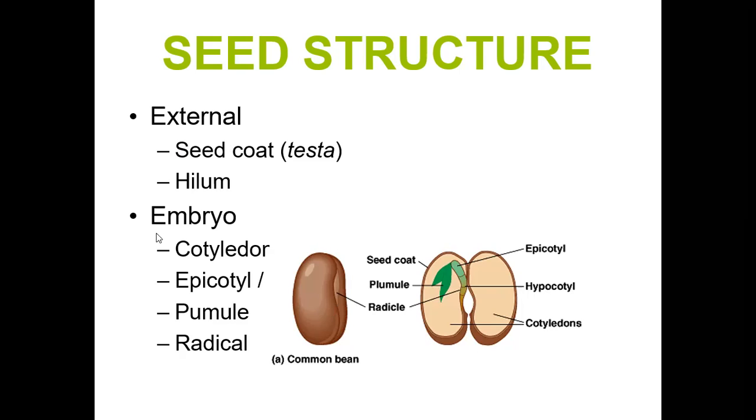Then embryo means inside. Inside, what can we see? Inside there is cotyledon. There is one spelling mistake: it is cotyledon, D-O-N, not R. Cotyledon means two parts are seen in dicotyledons. This one part and another one part here. Cotyledon means two parts are there.